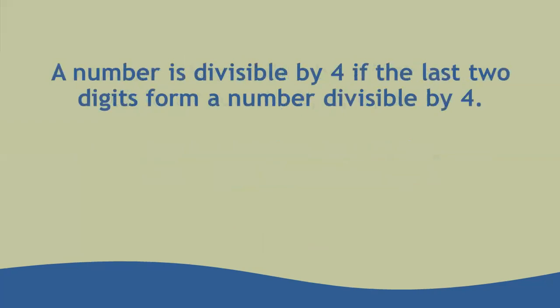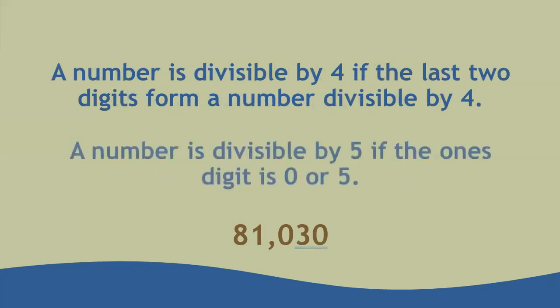Next, a number is divisible by 4 if the last 2 digits form a number divisible by 4. So 30, is it divisible by 4? See for yourself if you count by 4s and see what you come up with. Okay. It says a number is divisible by 5 if the one digit is 0 or 5. So in our number, 0 is the end number, not 5. So 0 is divisible by 5 because the number ends in 0.